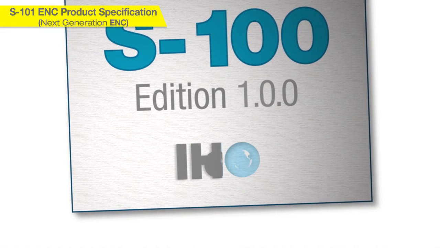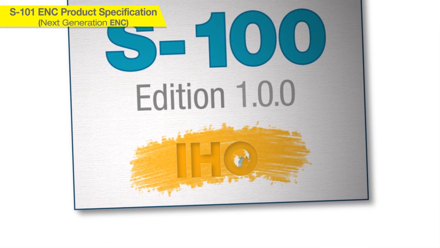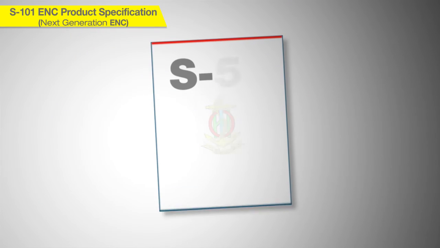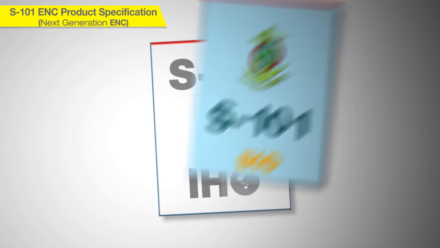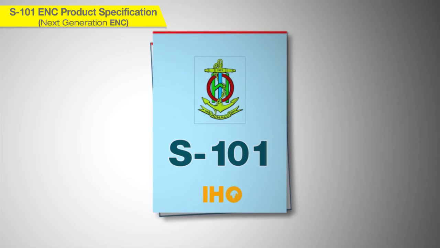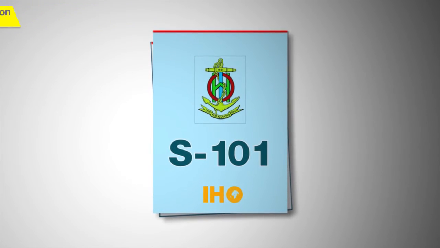One of the most representative product specifications of S100 is S101 Next Generation ENC Product Specification. S101 has been developed based on S100, and it will eventually replace S57 in the future.